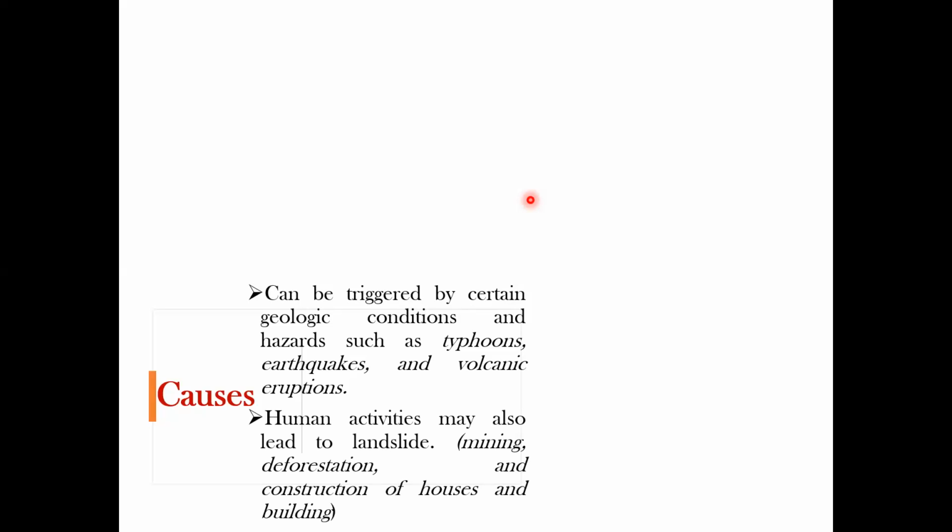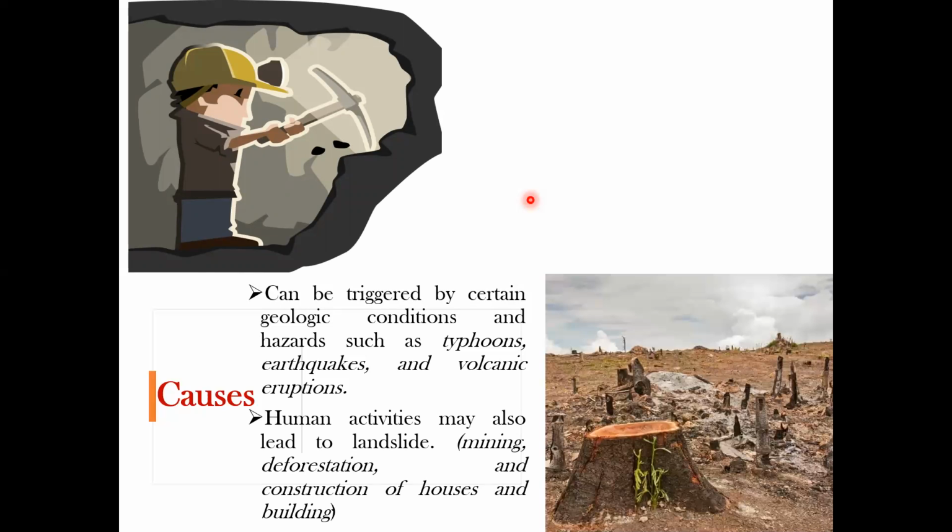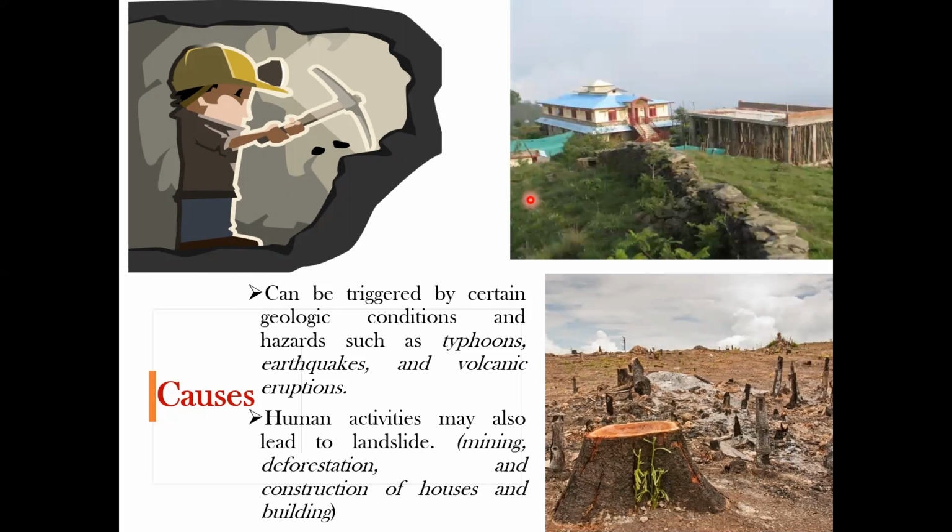But aside from these geological conditions or natural disasters, human activities may also lead to landslide or could also hasten the occurrence of landslide. Such activities are the following. We have mining, deforestation, and construction of houses and buildings. As we are all familiar, in mining, a landslide occurs once the foundations become weak.